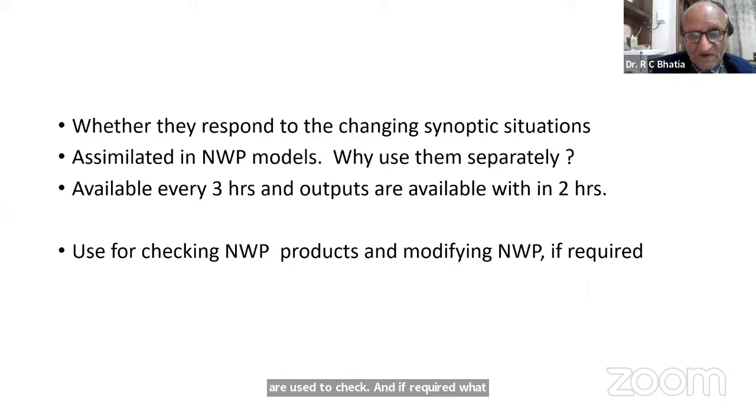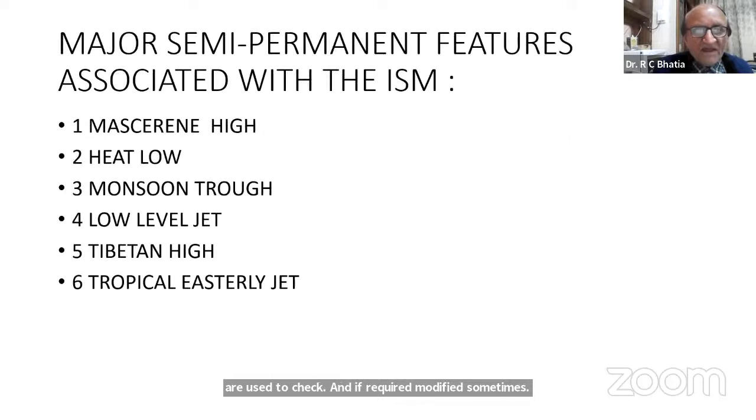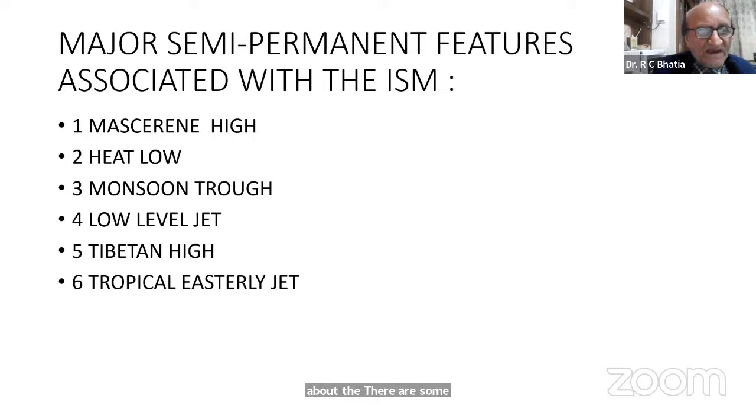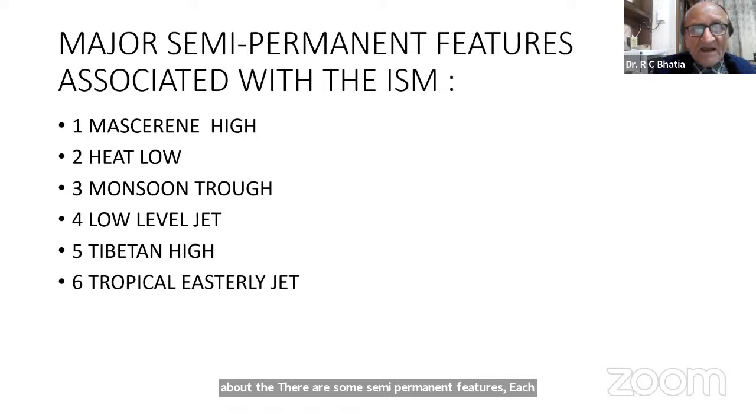Of course, on a day-to-day basis, people see them. And now about the monsoon, there are some semi-permanent features, say Mascarene high, heat low, monsoon trough, Somali jet, Tibetan high, tropical easterly jet. Of course, there's a chapter on these semi-permanent features in the book, which I referred to initially in the beginning, by Dr. Tyagi and others.